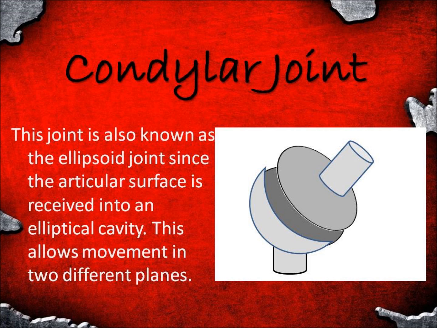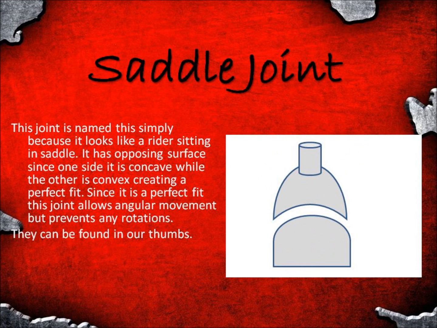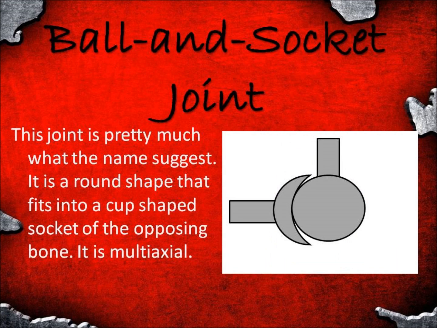The condylar joint is also known as the ellipsoid joint, because of the elliptical cavity. This kind of joint only allows movement in two different planes. Now, the saddle joint. This joint is named simply because it looks like a rider sitting in a saddle. It has opposing surfaces, since one side is concave while the other is convex, which creates a perfect fit. Since it is a perfect fit, it allows angular movement but prevents rotation, as can be found in our thumbs and such.